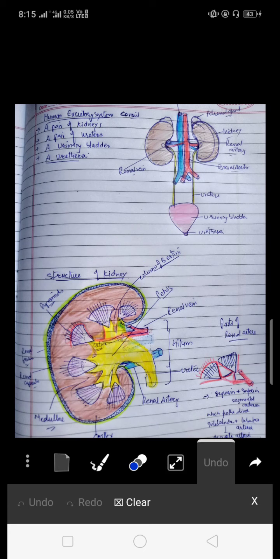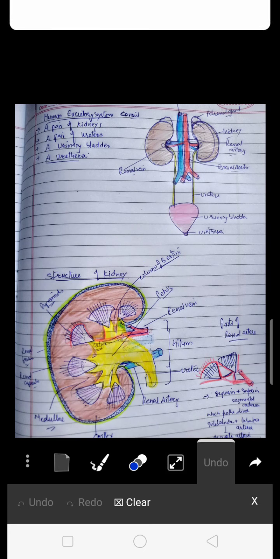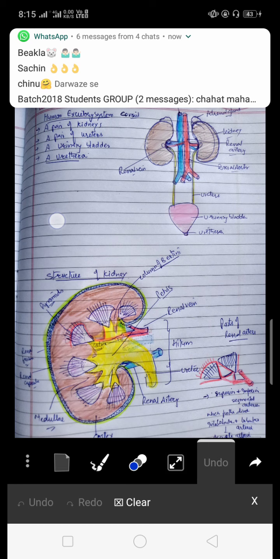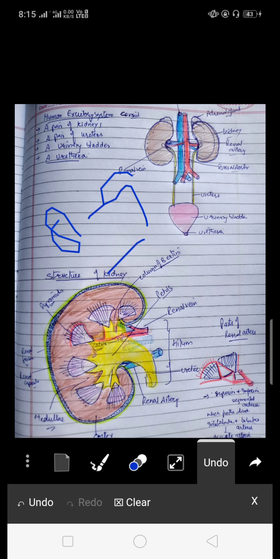The tips of the pyramids, as I described, lie towards the renal pelvis. There are on average 8 to 9 pyramids in each kidney. The renal pyramids along with the adjoining cortical region are called the lobes of the kidney. The renal pelvis leads toward the ureter on the outside of the kidney.